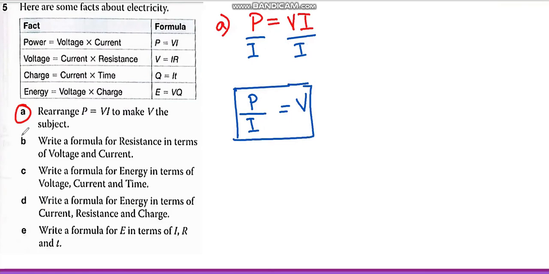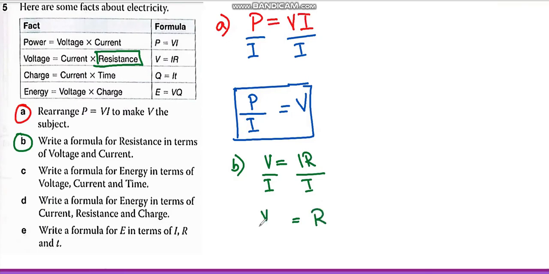Then in B part, it says write a formula for resistance in terms of voltage and current. So look, there is a resistance in this second formula, and according to this formula, V is equal to IR. And this is a very famous formula, which is called Ohm's law, like V is equal to IR. And here, if we want to make R as the subject, means we want to represent resistance in terms of voltage and current, again we can divide both sides by I. And finally, I and I cancel from the right side, and on the left side we will get V over I.